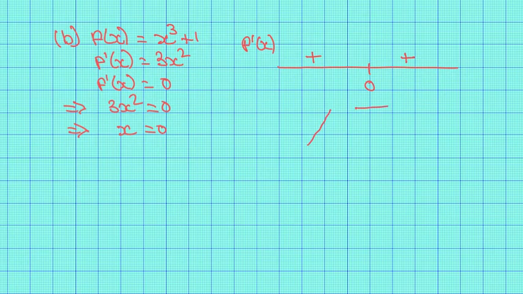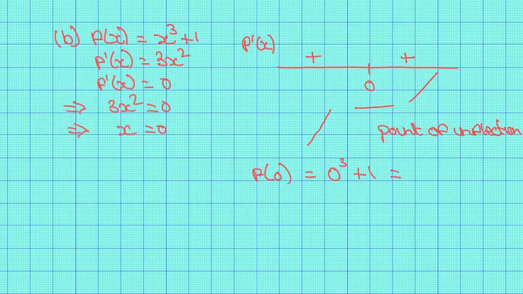positive, negative, positive. So we have a point of inflection at x equals 0. We also need to know what the y value is, so we need to find f of 0, which is equal to 0 cubed plus 1, which is equal to 1. So we can now draw our graph.